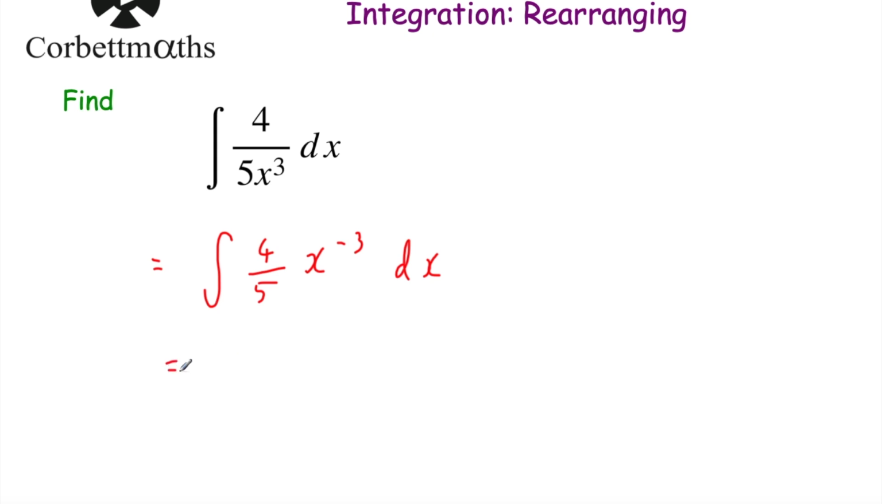Okay, now I've not put it on the numerator, I've just put it beside it. So here what we're going to do now is we're going to integrate this. So let's increase the power of x by 1. So that'll be x to the power of negative 2. Because if you're at negative 3 and you go up 1, you get to negative 2. And then we're going to divide by the new power. So we're going to take the 4/5 and divide it by negative 2.